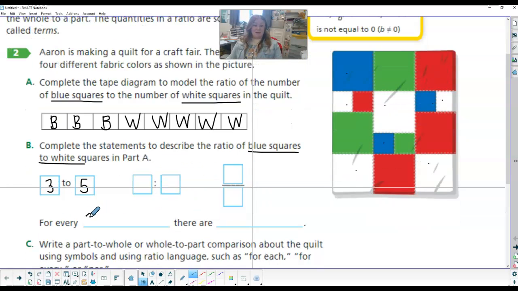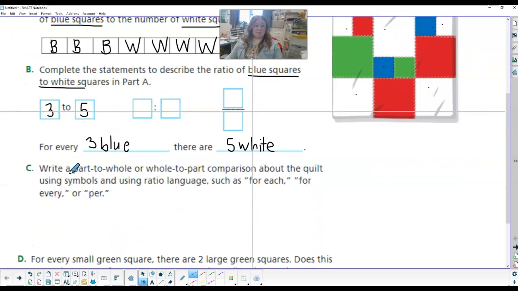So for every 3 blue squares, there are 5 white squares. So every time we have 3 of these, we'll have 5 of these. So if this was just like one piece of it and they repeated it, every time we have 3 of these, we have 5 of these.